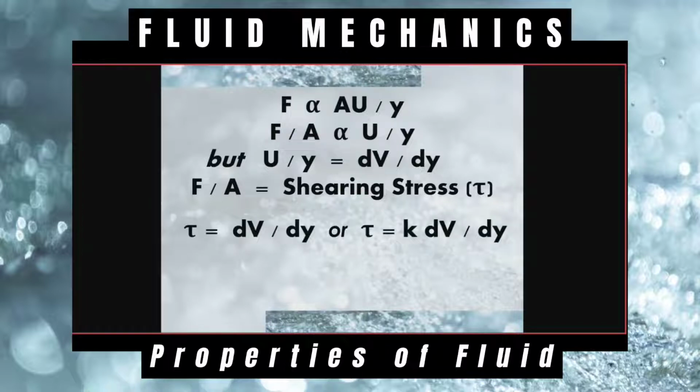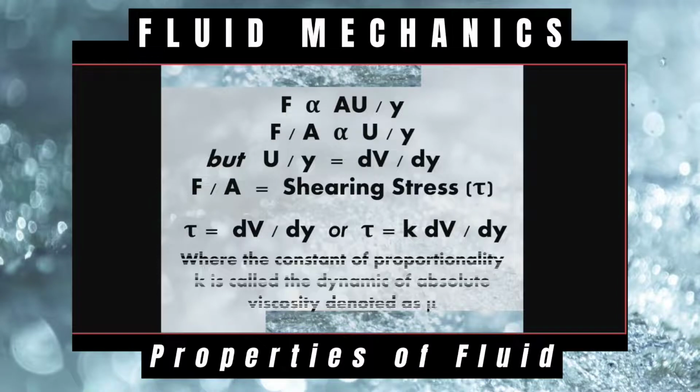So let's say the force over area, we replace it with shear stress, the symbol tau, is equal to dV over dy. Or it can also be tau is equal to k dV over dy. That k is called the proportionality, what we call the dynamic or absolute viscosity. So that's where the mu comes from. Where the constant of proportionality k is called the dynamic or absolute viscosity, denoted as mu.